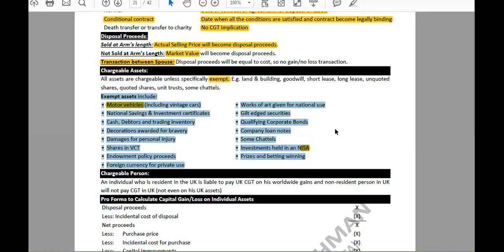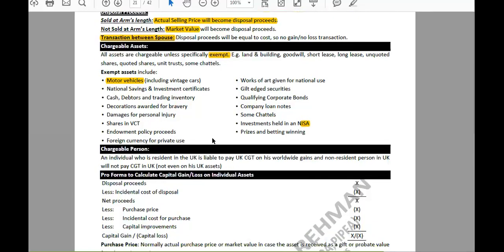For example, land and building is a chargeable asset. Goodwill is a chargeable asset. Short-term lease, long-term lease. If you have taken an asset on lease, it is once again a chargeable asset. Unquoted shares, quoted shares. If you have purchased shares, shares are chargeable assets. Unit trust. Shares of a trust are called unit trust. These are chargeable assets, and some chattels. Chattels are chargeable assets. We will cover the topic of chattels in detail, but later on.